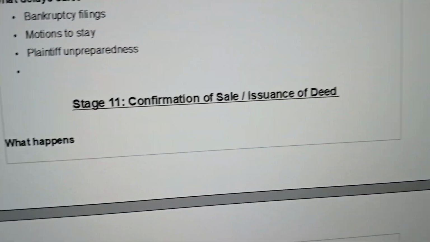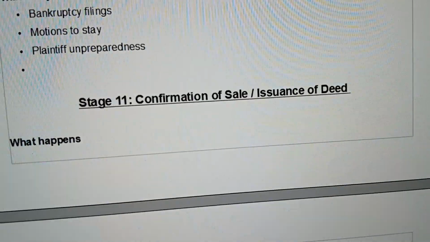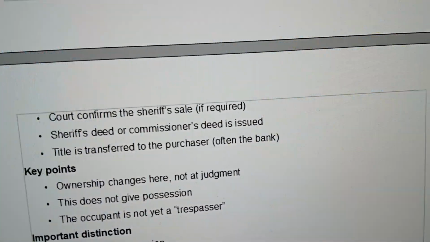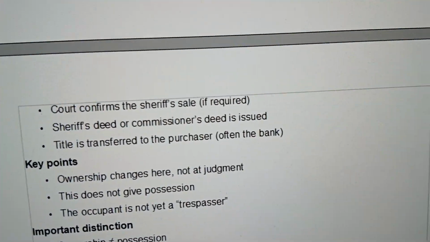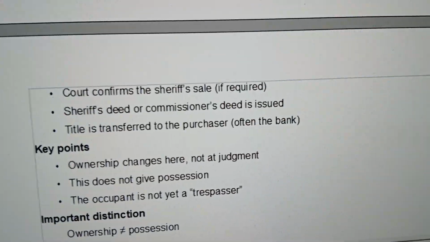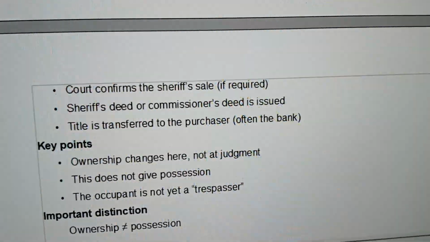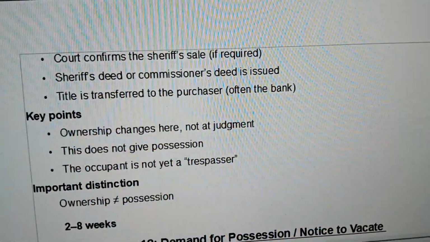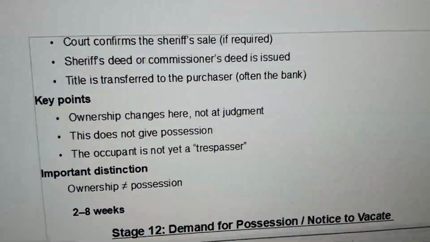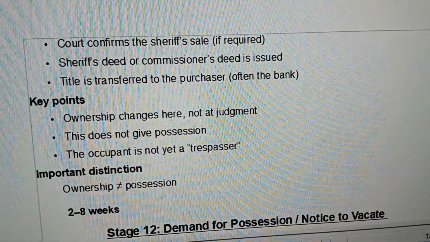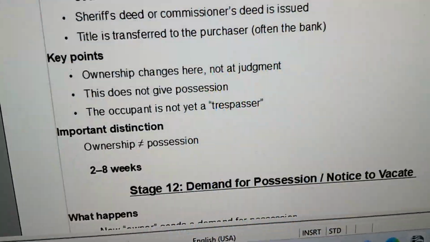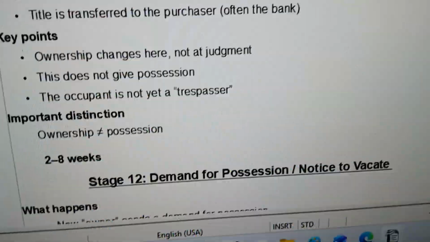Stage 11, confirmation of sale, issuance of deed. What happens? The court confirms the sheriff's sale, if required, some states do. Sheriff's deed or commissioner's deed is issued. Title is transferred to the purchaser, often the bank. Key points. Ownership changes here, not at judgment. This does not give possession. The occupant is not yet a trespasser. Important distinction: ownership does not equal possession. There's about 2 to 8 weeks for this stage.